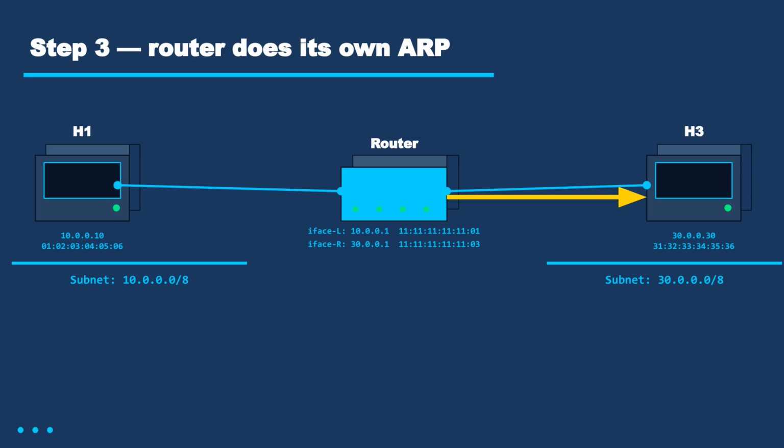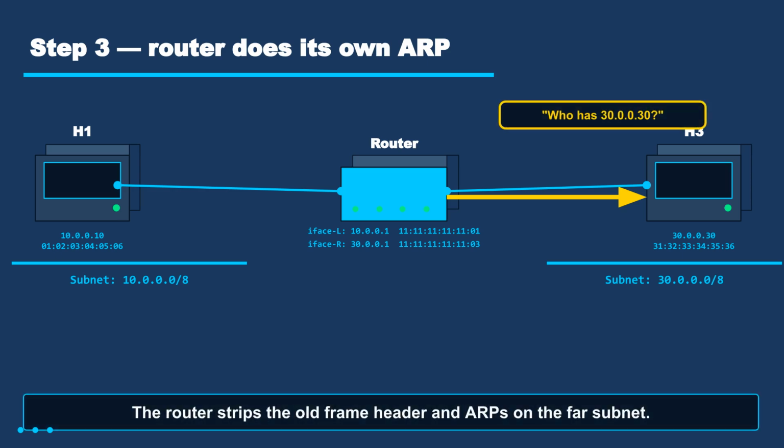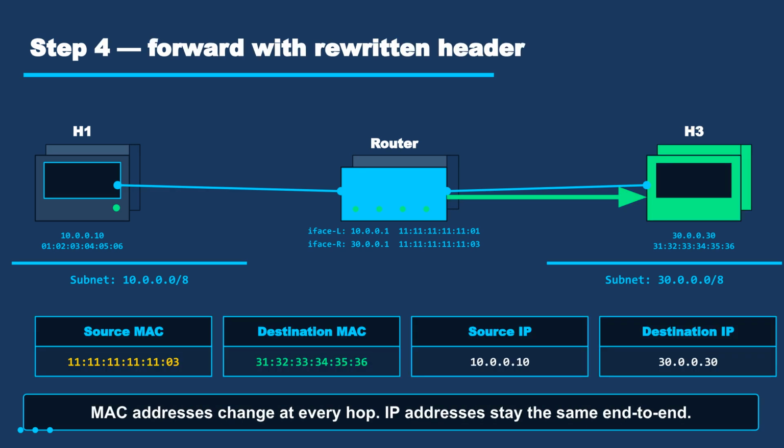The router strips off the old frame header. On its far interface, it runs ARP again to find H3's MAC, because H3 is on a different subnet. The router sends the frame with new MAC addresses, its own MAC as the source, and H3's MAC as the destination. The IP addresses do not change. This is the key pattern.